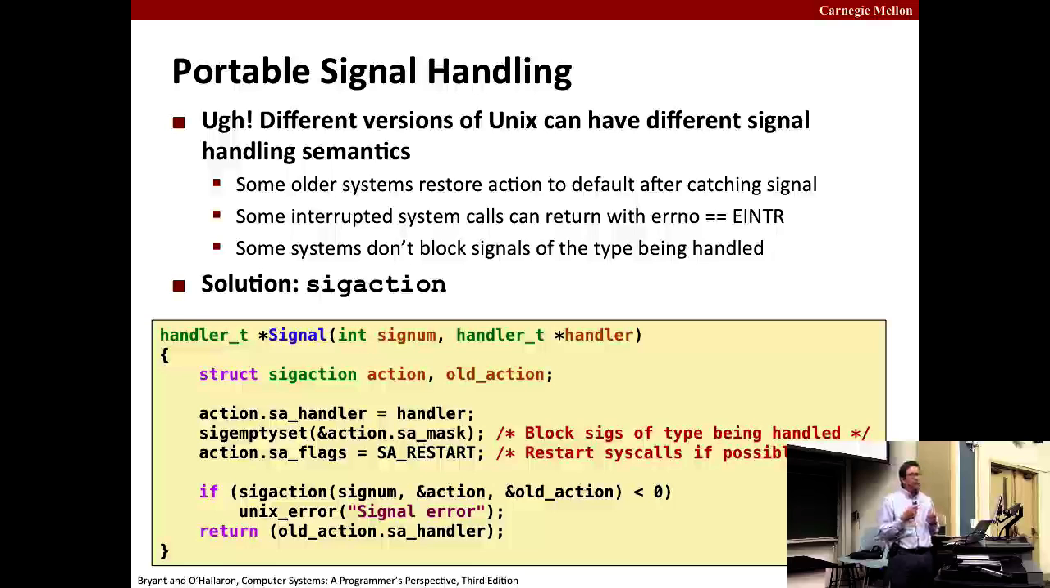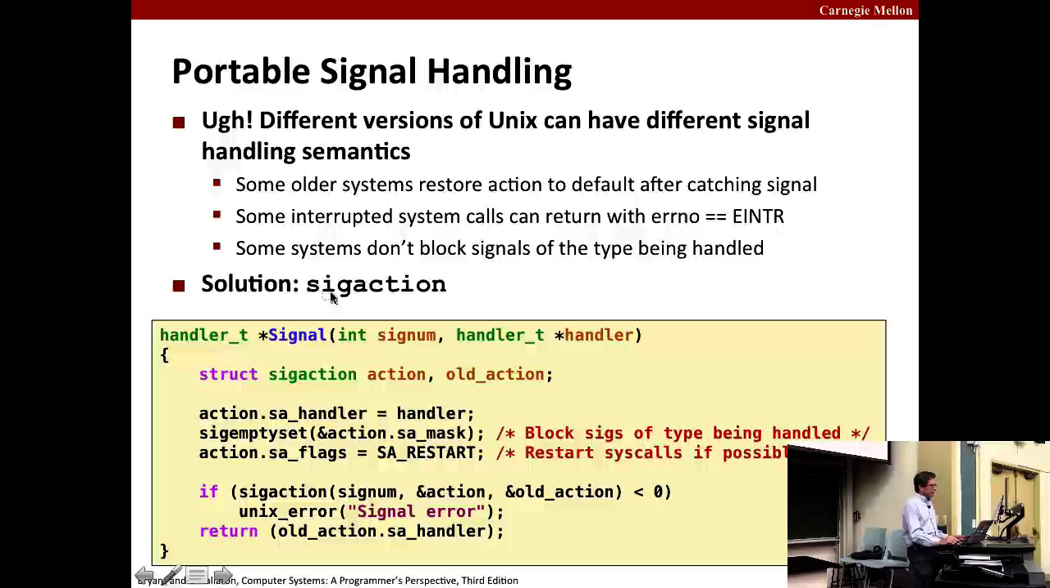And so in your user code, you have to check for that. If a slow system call like read is interrupted by a signal, you have to redo it, which is really a pain, right? Because you have to put these read calls in a loop and keep looping until it succeeds. And finally, some systems don't block signals of the type being handled.